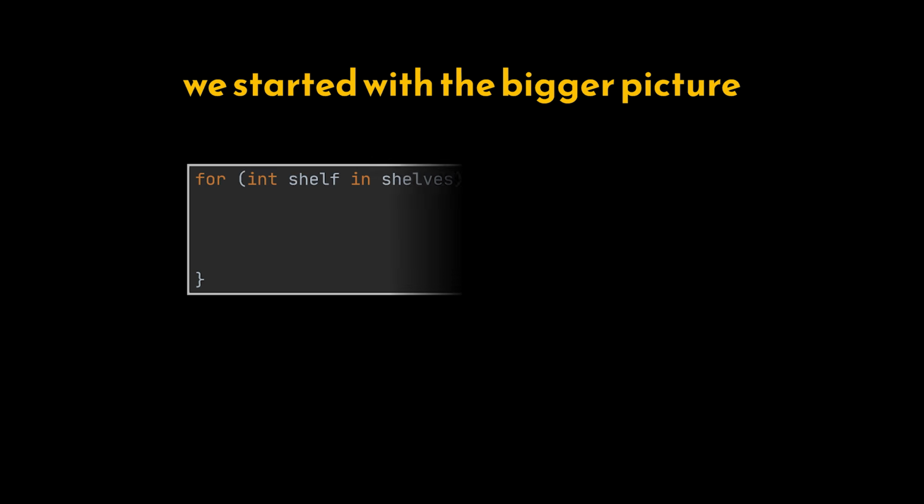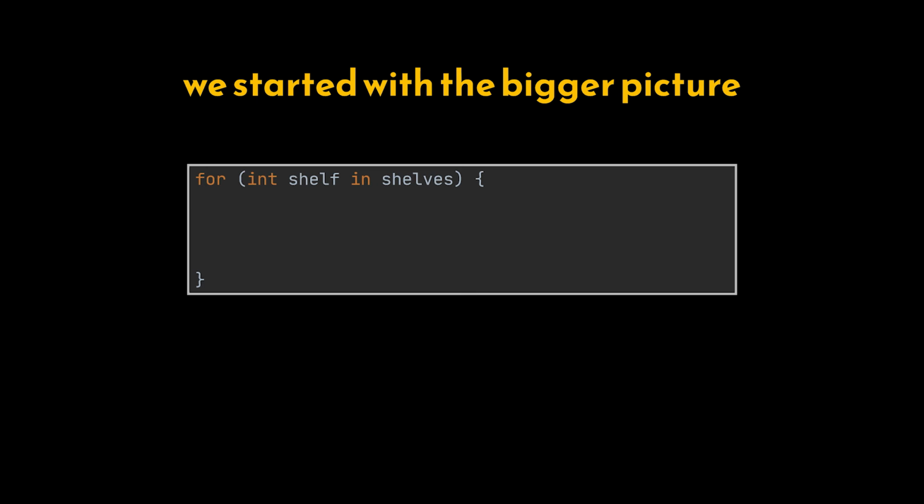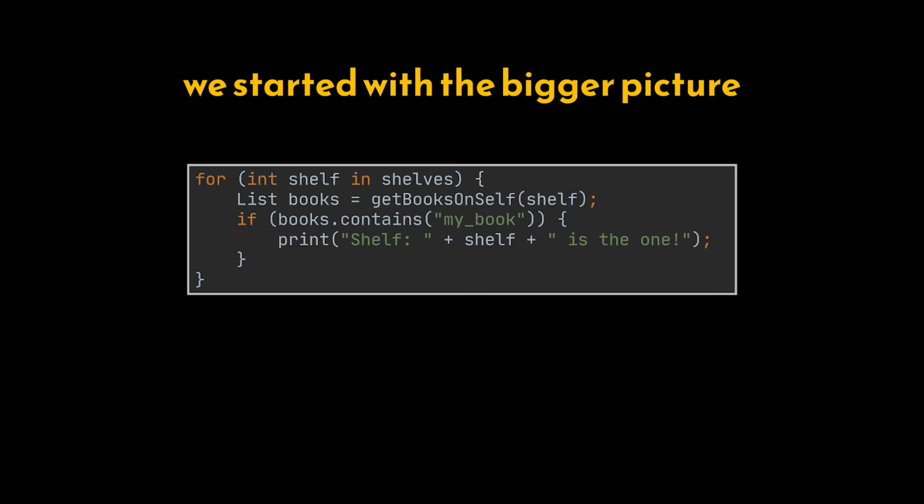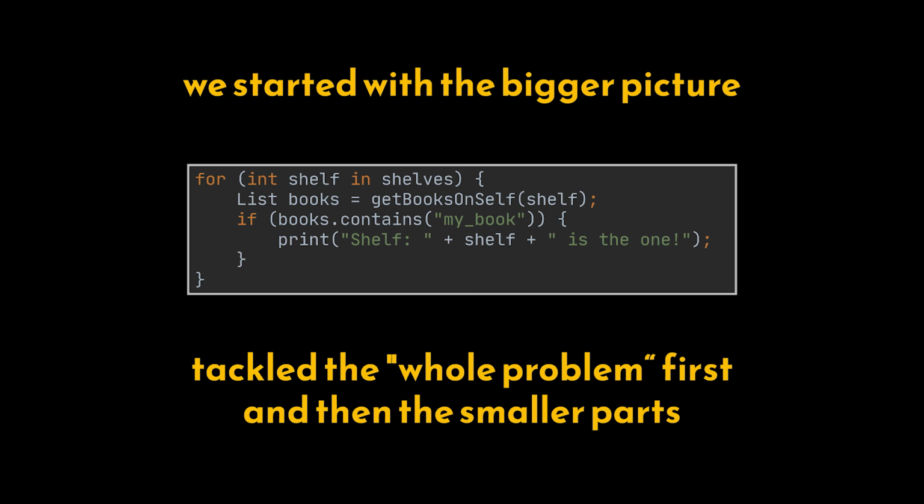In this approach, we start with the bigger picture, that is, searching through all the shelves. To implement this, we write a loop to go through all the shelves. And then we add the logic to search for the book on a single shelf. This means we tackled the whole problem first and then focused on the smaller parts.